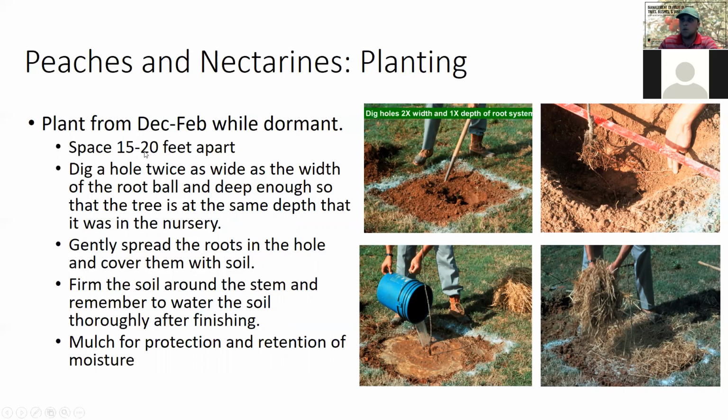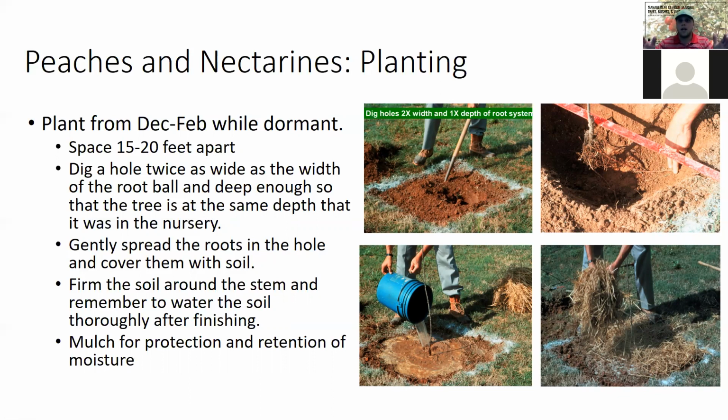You're going to want to space them 15 to 20 feet apart if you're planning on planting more than one. Digging that hole is twice the width of the root ball and deep enough that it's basically planted the same as it was in the pot that you bought it in.